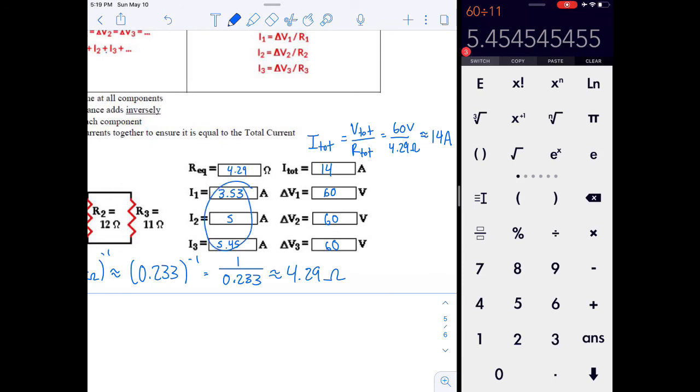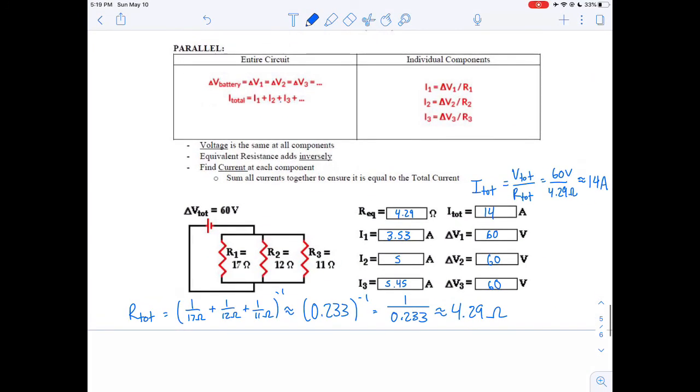If we add all three of these values, let's see what we get. 3.53 plus 5 plus 5.45. That should, in theory, equal the total current that we calculated earlier of 14, and we get approximately 13.98. So that, because these are rounded a little bit, is close enough for me. So now we have found a way to calculate the current, voltage, and resistance at every part of a parallel circuit and a series circuit.